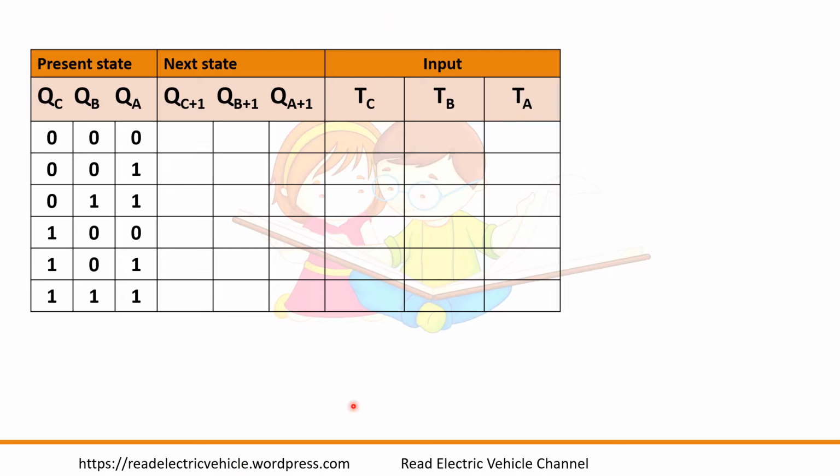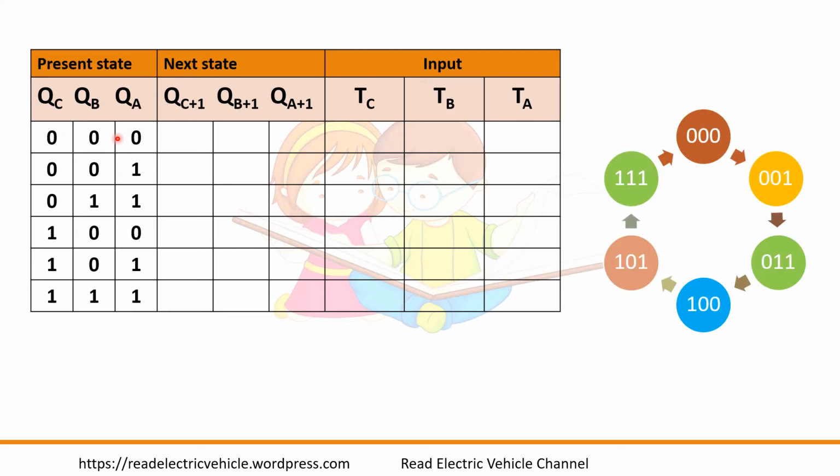Next we will draw the excitation table for the counter. So present state, we know the sequence 0, 1, 3, 4, 5 and 7. Whatever is given, you write it. 2 and 6 you can leave and take as don't care. So 0, 1, 3, 4, 5 and 7. Now we can write the next state for this one.